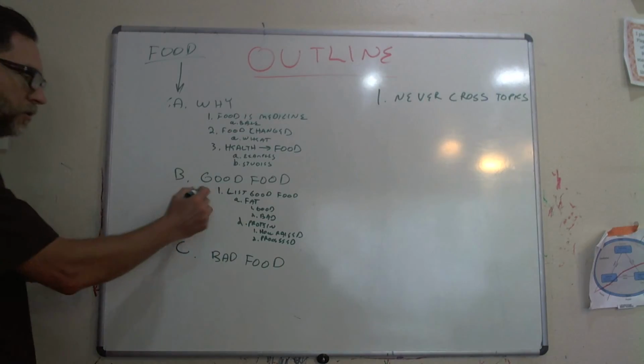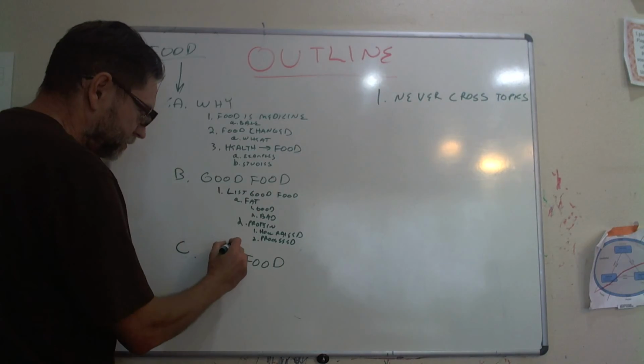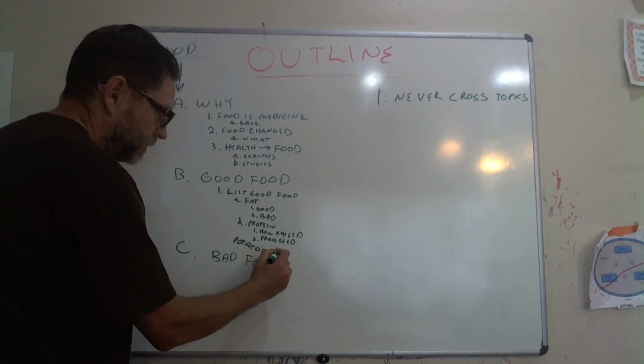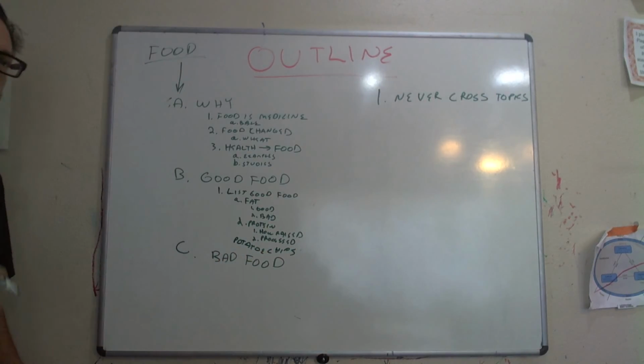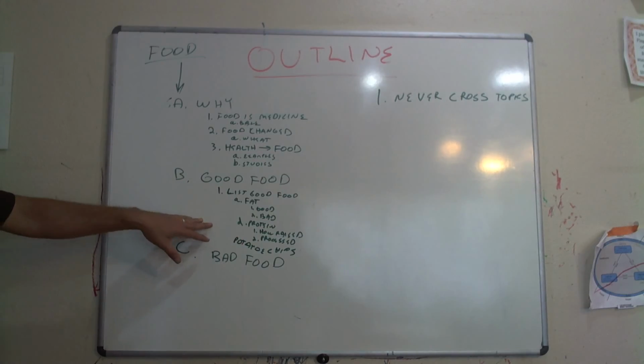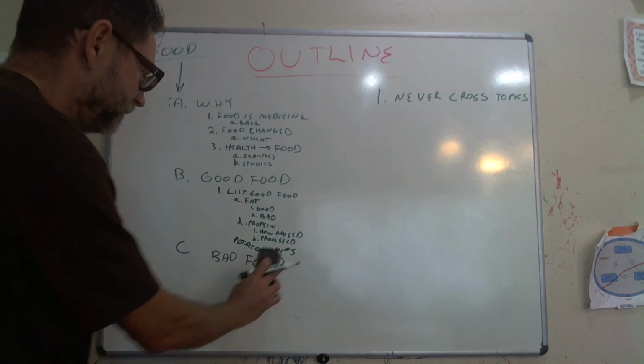I can't say good foods and then here I'm going to put potato chips and just say they're bad. You don't do that. You can't put a bad food under a good food section. Never cross topics.